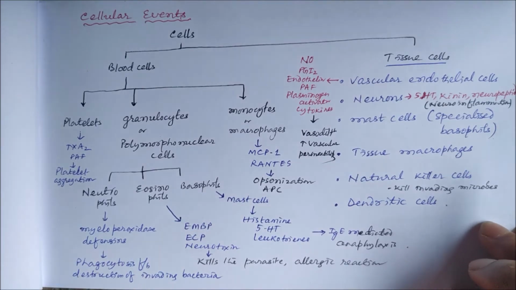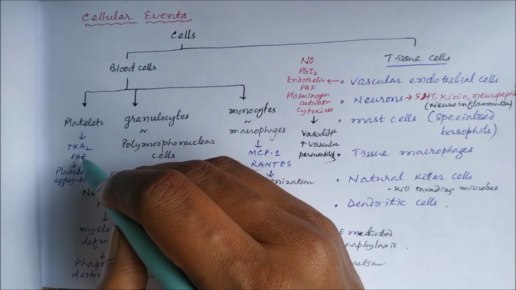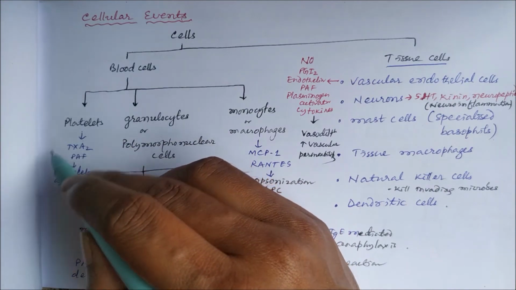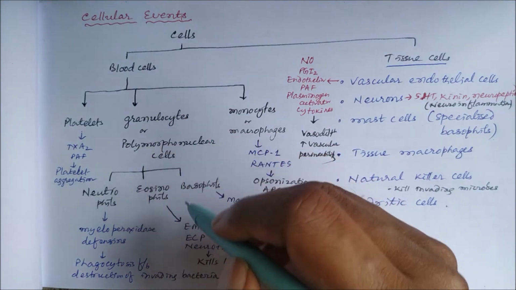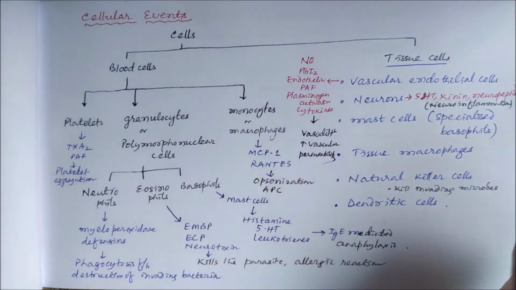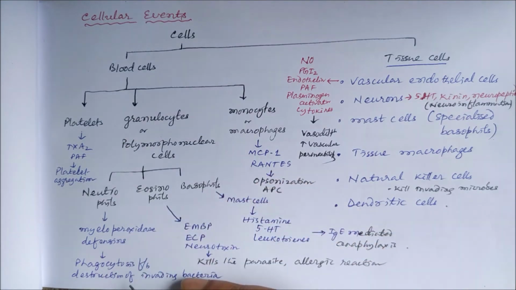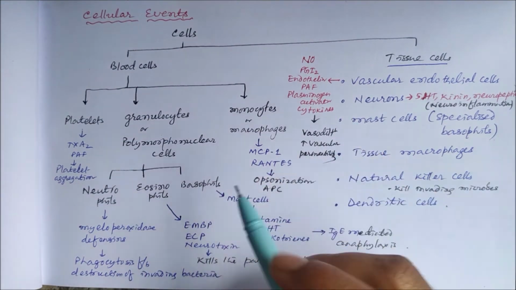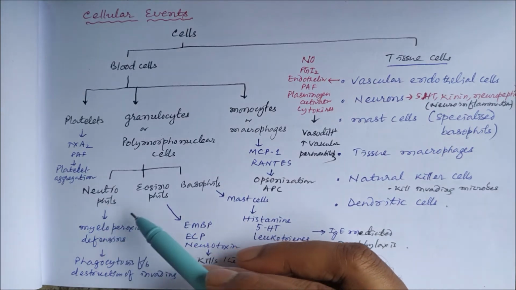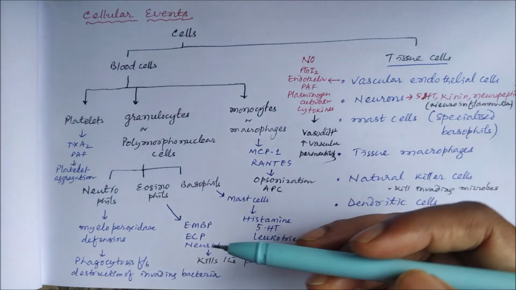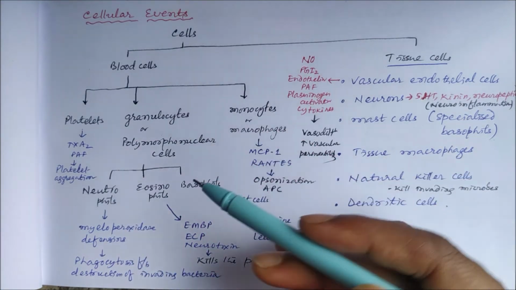And we can see here the platelets release thromboxane A2 and platelet activating factor, causing platelet aggregation. Then the polymorphonuclear cells or granulocytes, like neutrophils, eosinophils, and basophils. Neutrophils release myeloperoxidase and defensins, and neutrophils cause the phagocytosis of the microorganism; then because of these enzymes it causes the destruction. So phagocytosis followed by destruction of the invading bacteria is caused by neutrophils.